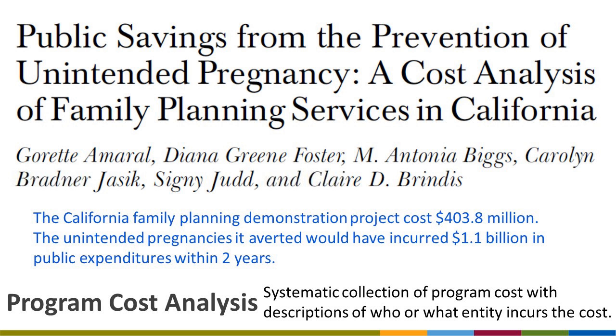And I'm showing you this example from California, where they conducted a family planning demonstration. And what they learned from their program cost analysis is that the demonstration project would have cost a little over $400 million, and in return, it would have averted unintended pregnancies that would have been around $1.1 billion in public expenditures within 2 years. By conducting the assessment of how much this thing costs, they can put it up against the cost of whatever it is that they were trying to avert. So it gives you a comparative measure of why and whether or not you should do it. Next slide, please.